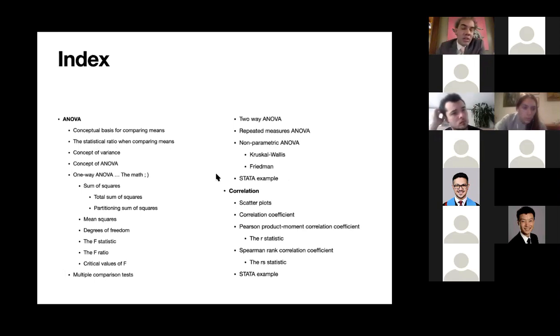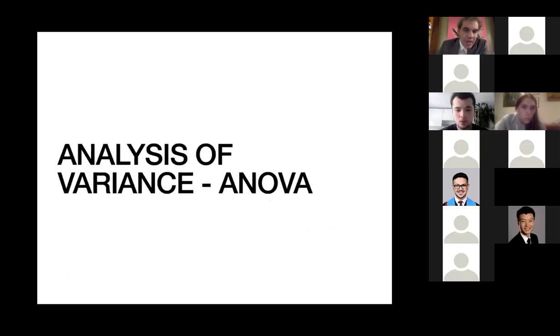The data sets are on the website, so you can follow me in this data. Then we'll go a little bit to correlation, see a little bit about scatter plots, about the correlation coefficient, the Pearson product moment correlation coefficient, the R statistic, the Spearman rank correlation coefficient, the RS statistic, and we'll finish with some examples. We hope we'll have time to do everything. And let's start. Let's start with analysis of variance. Okay, the famous ANOVA.